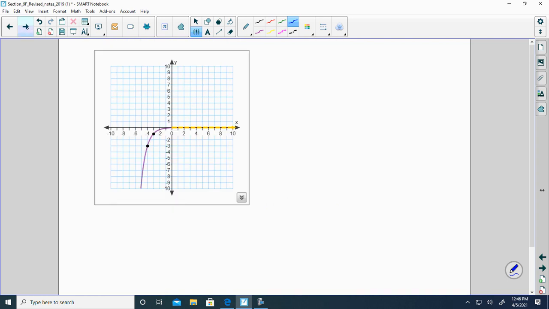So next problem. It flips upside down. So we know we have a negative. Now the problem is, do I have a negative a value, or is the x negative? And we can't always remember it. And that's okay. We can figure out everything we have here. So I have y equals a times b to the x minus h plus k.